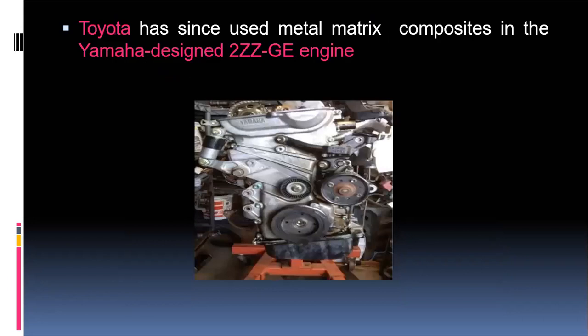Next, Toyota has also used the metal matrix composite in the Yamaha designed 2ZZ-GE engine. So Yamaha company has also used the metal matrix composite in the 2ZZ-GE engine. So this is also a coded engine. You can see it in the picture.